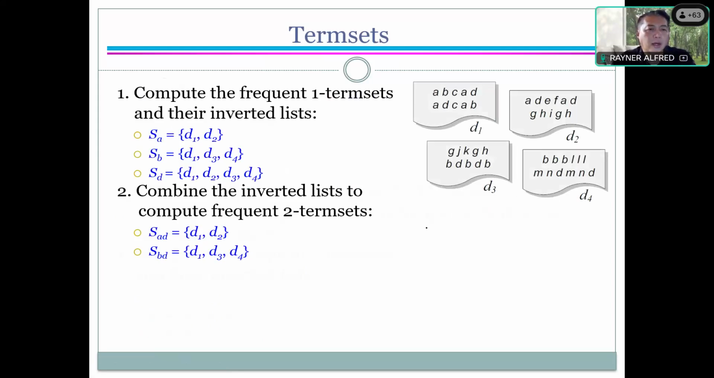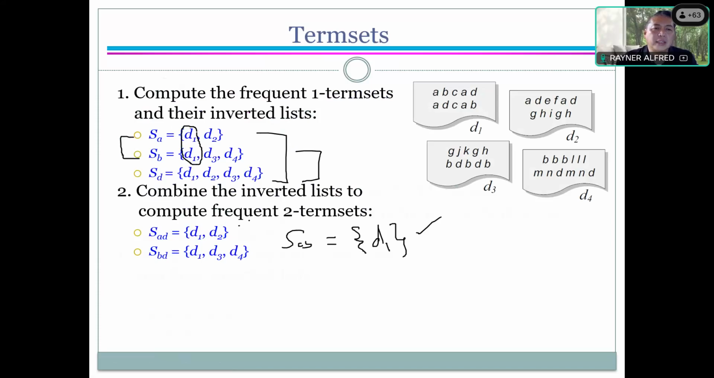For AB, we're supposed to combine this one and this. So we look at the common document. We only have this, so that means AB is only in document 1. So this is not frequent, so we remove it. And then we check again AD and then BD.